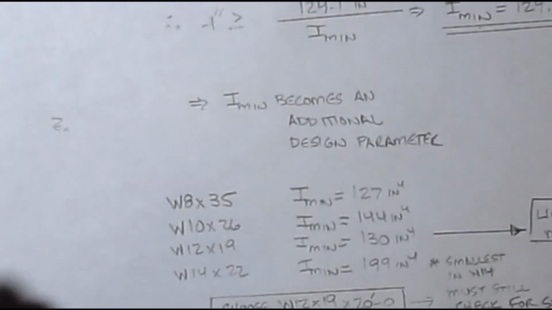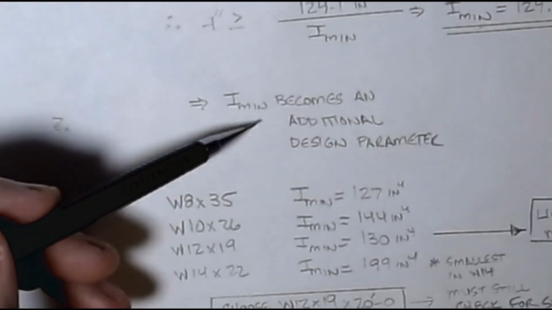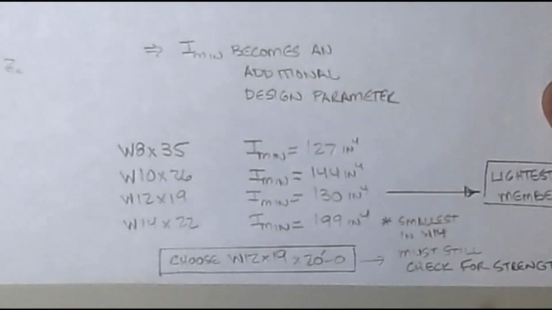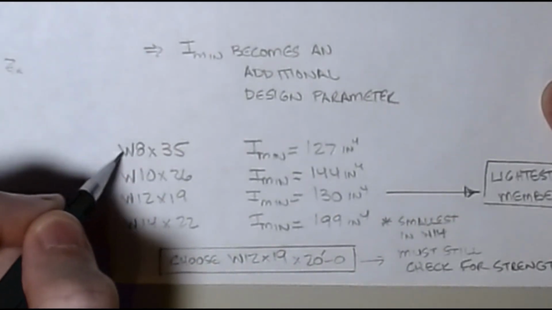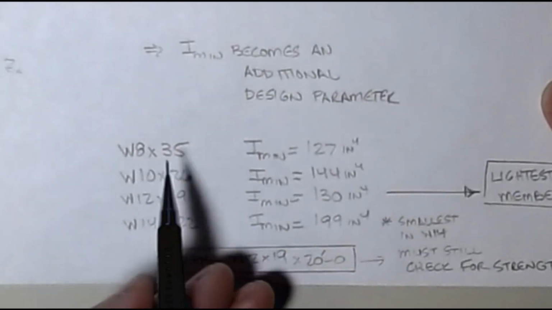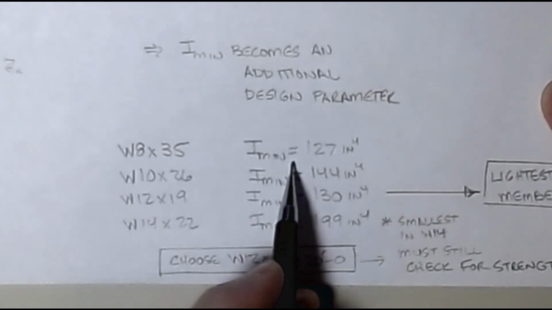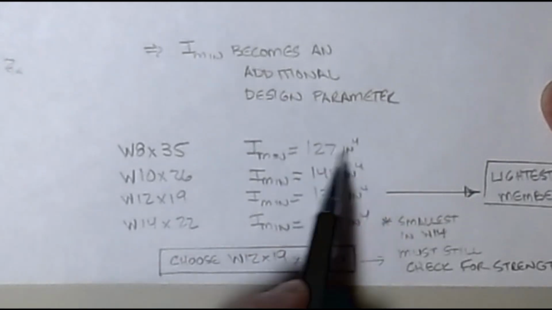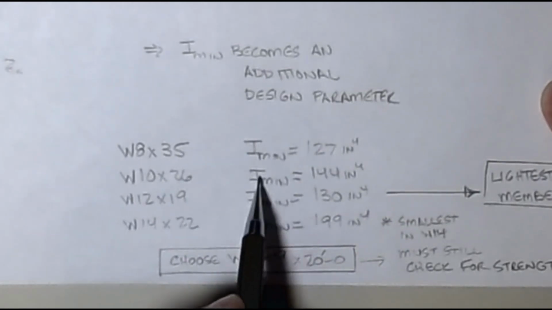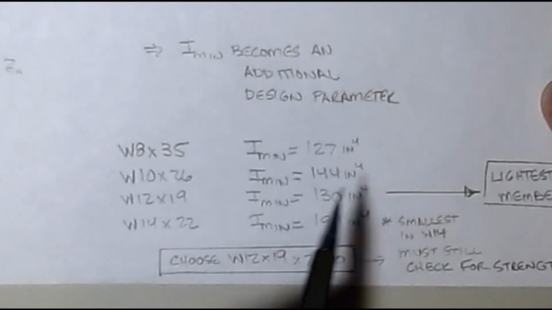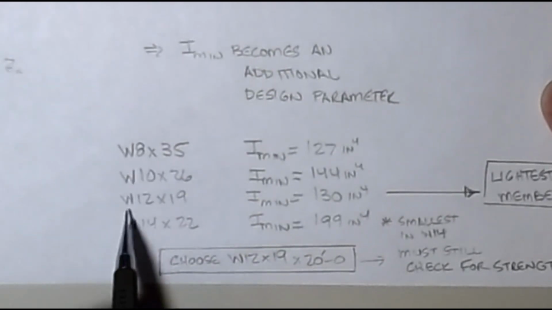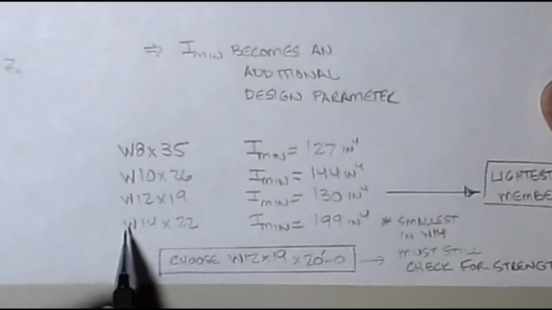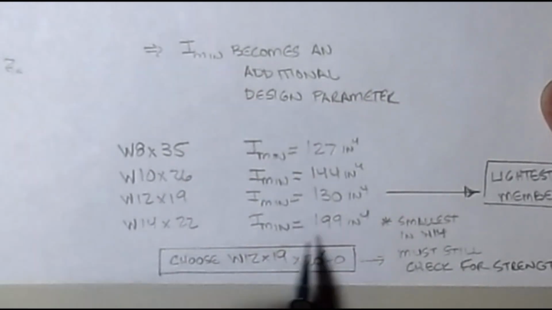But for our case, all we're going to look at is pulling out the I min of 124.1. I went through and ran the table real quick, starting at the smallest sizes that I could find. So a W8x35, I can meet that requirement with an I of 127. We're right at the line on this one. But if I go to a W10x26, I get an I of 144 inches to the 4th. If I keep increasing the size, it goes to W12x19, I is 130, and then I get to my W14x22, my I is 199.